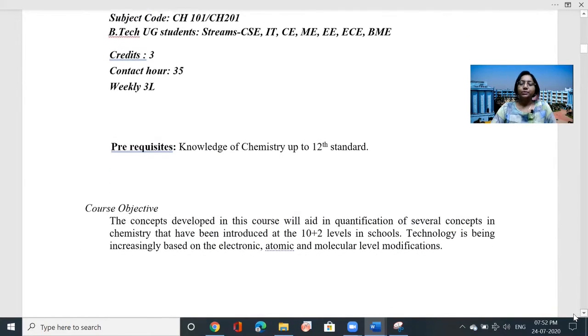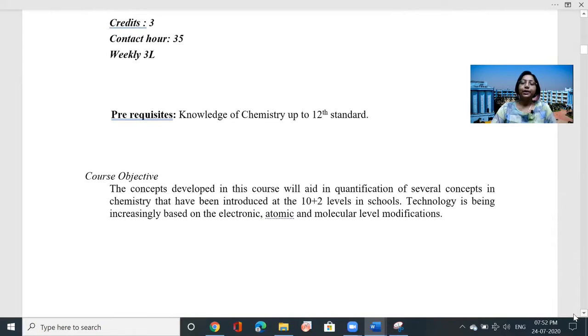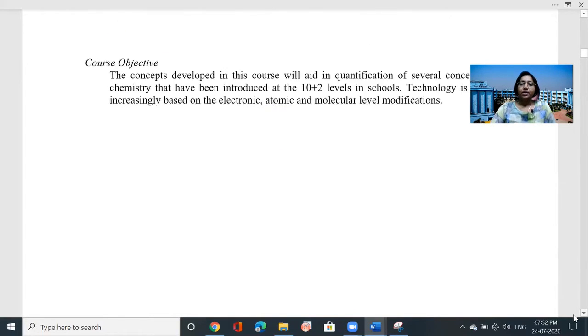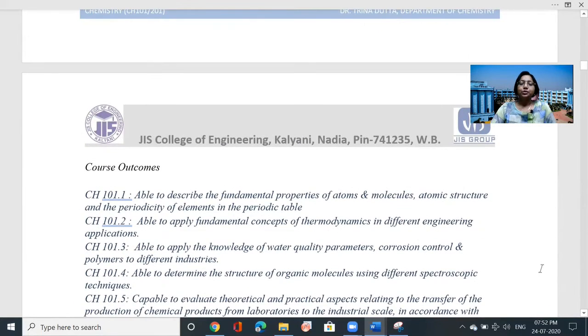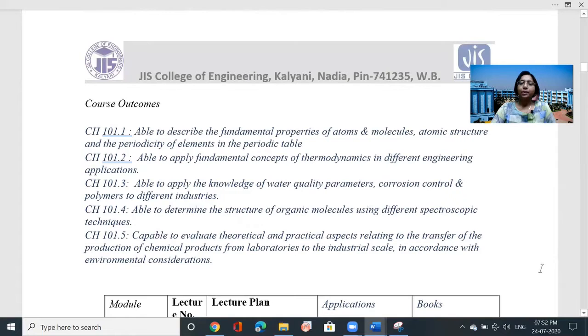In the course objective, the students will learn several concepts of chemistry. In the course outcome, students will be able to describe the periodicity of elements in the periodic table. Periodicity means the different properties of the elements in the periodic table.